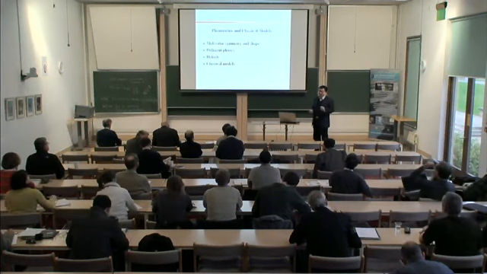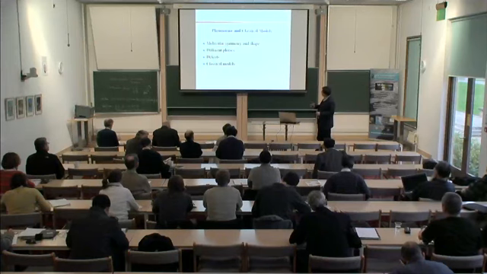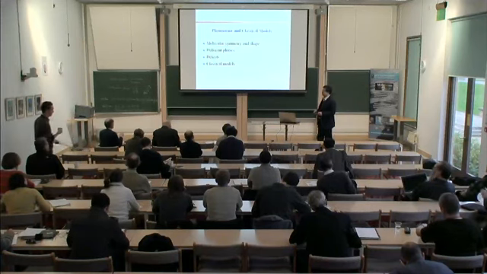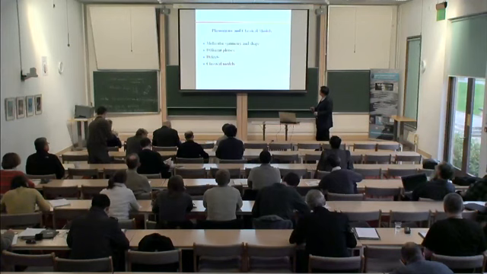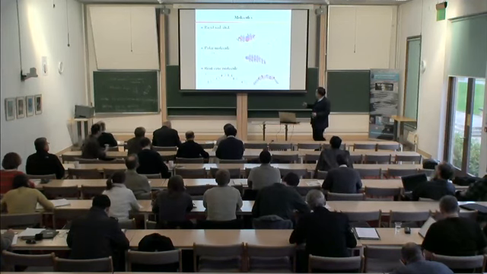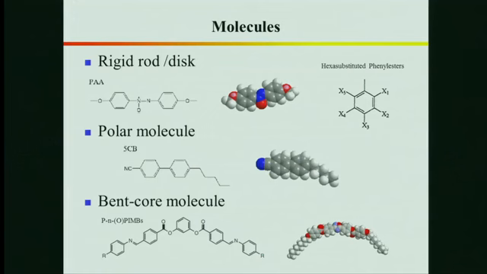First of all, I will give a brief introduction about the phenomena and the classical models. Actually, for the rigid rod, this is the polar molecule. 5CB maybe is not a good example. For example, another is the bent-core molecule. So the symmetry is different.